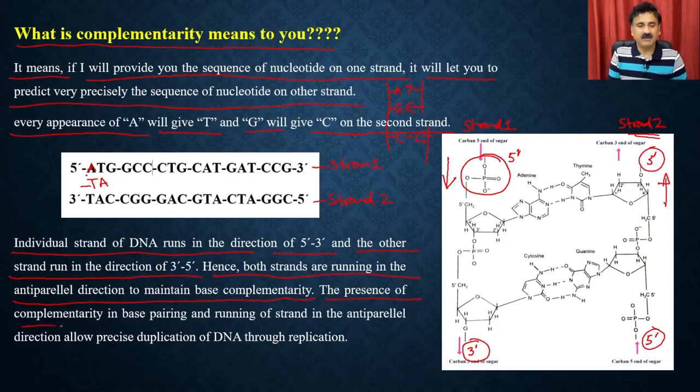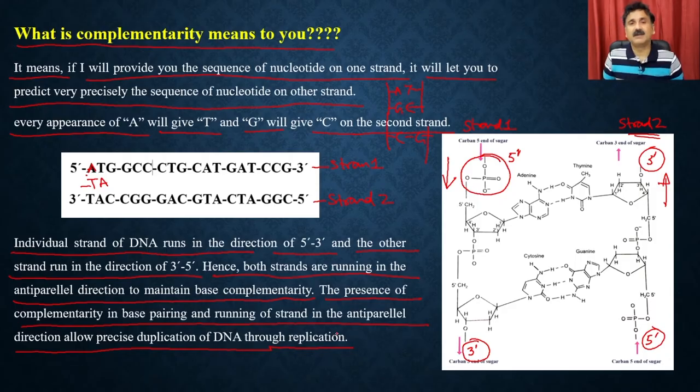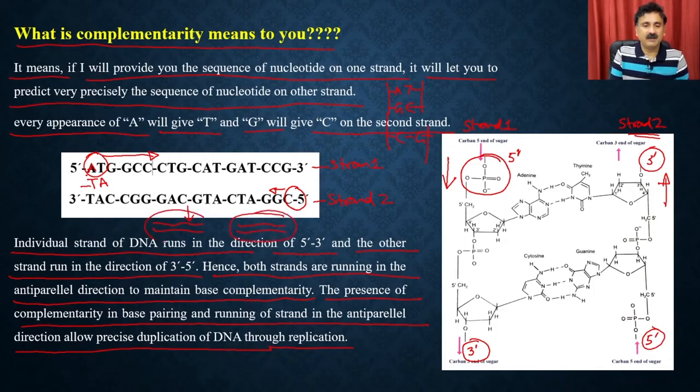The presence of complementarity in base pairing and the running of strands in the anti-parallel direction allows the precise duplication of the DNA through replication. So it has the advantage that the genome of any organism can be duplicated, can be multiplied, without going through the information on the second strand. For example, if this is a strand, we can put two machineries onto this, right? One machinery on this side and another machinery on this side, and that's how this can make one copy and this can also make one copy, and that's how it gives you two copies of DNA, right? That is the advantage of having complementarity as well as anti-parallel directionality within the DNA structure.